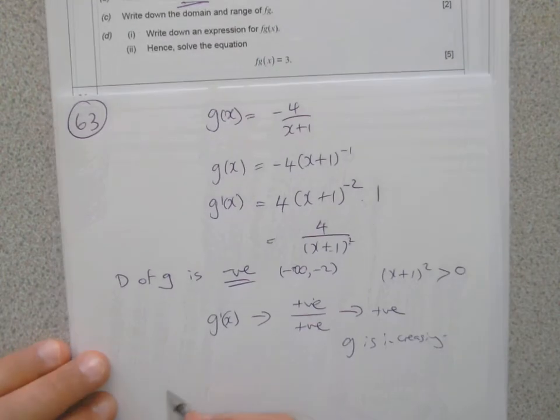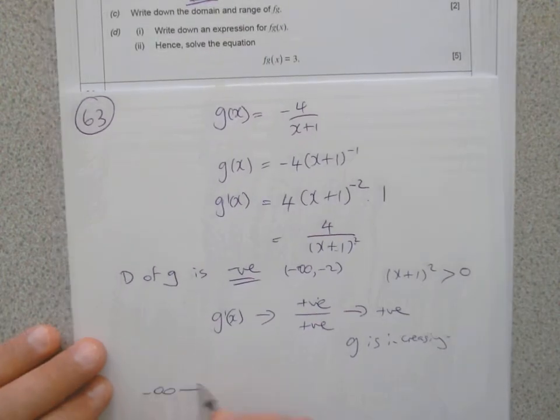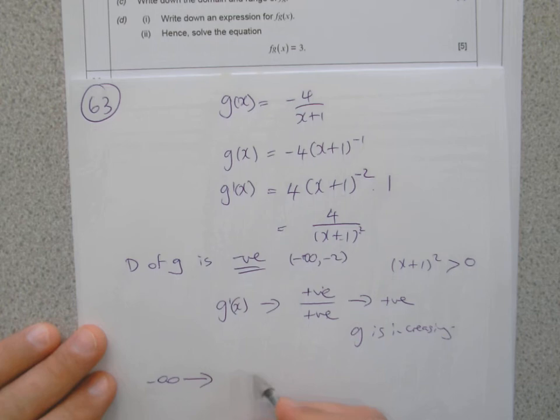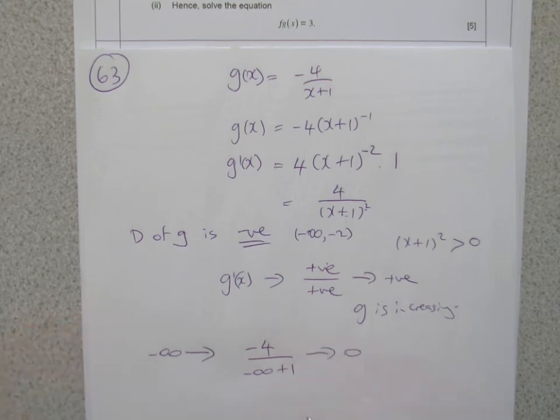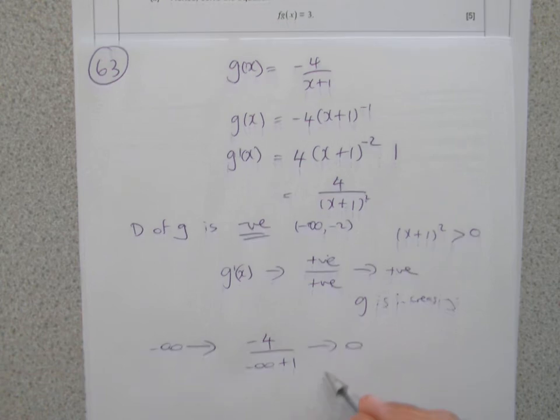So if we put minus infinity in to start with, to the function, you get minus 4 over minus infinity plus 1, okay? So, you know, there's loads of minuses going on here, but you've got to realise you're dividing by infinity, so you're dividing by a massive number, that will go towards 0. It doesn't matter about plus or minus there, right? That will go towards 0.